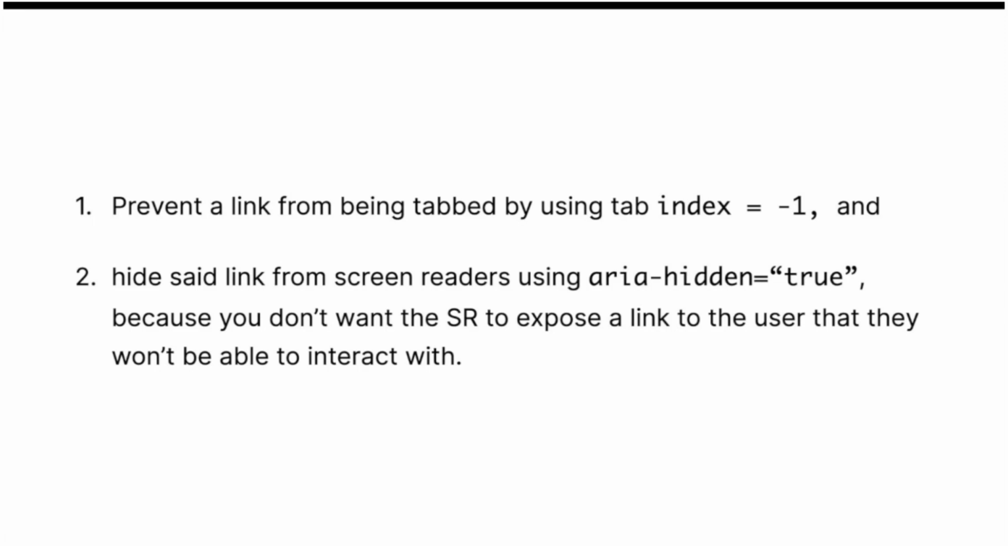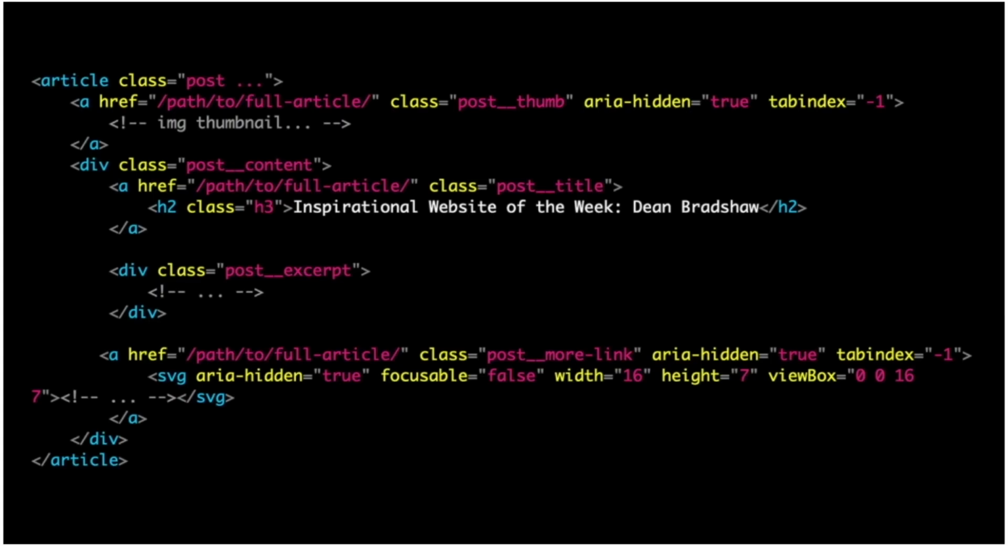So the markup for each post in the listing would look something like this. I have my article, I have a link that wraps my image thumbnail, I have a title, another link which is the title, and then another link which is the read more link or the read more icon. I only want the heading or the title of the post to take me to the full article page. So for the thumbnail and the read more links, I add aria-hidden="true" and set the tabindex to -1.